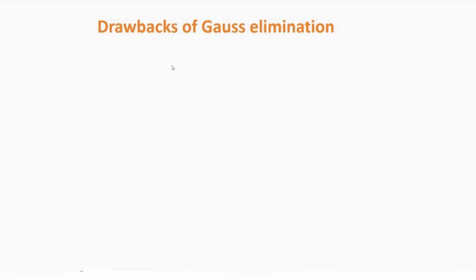This method is a direct method for computation of unknown variables. So this method has some drawbacks that we will learn today. The first drawback is division by 0. So it has a division by 0.